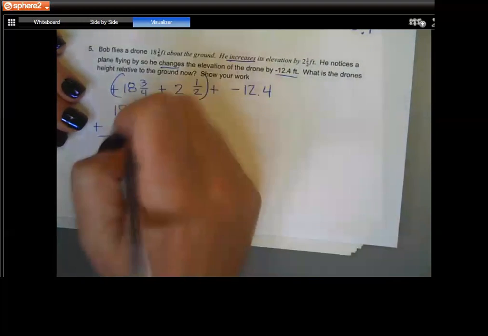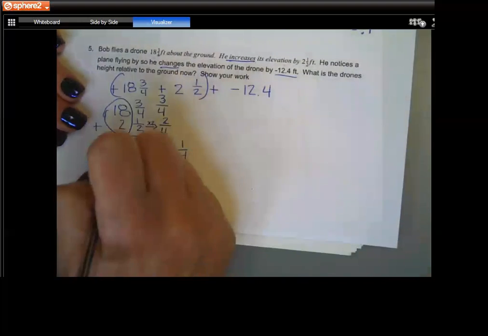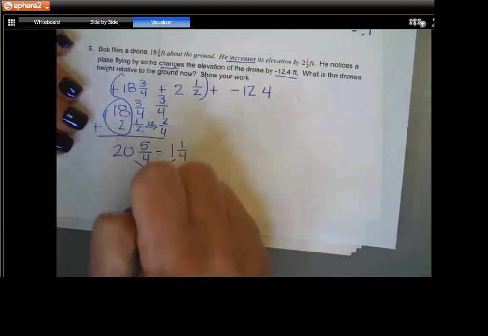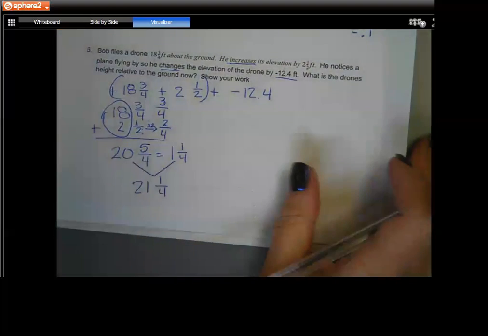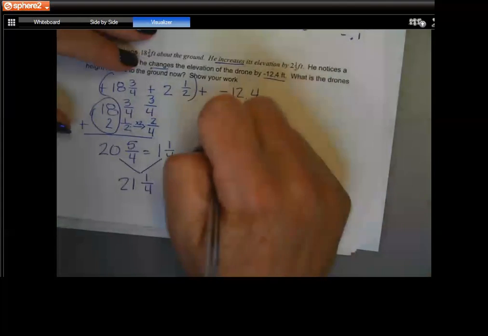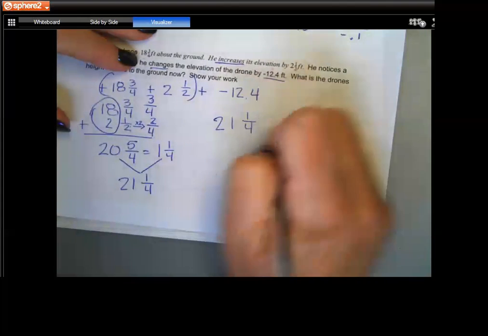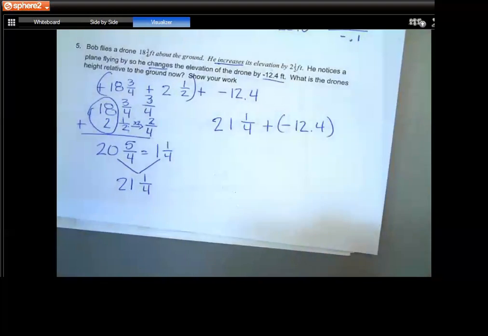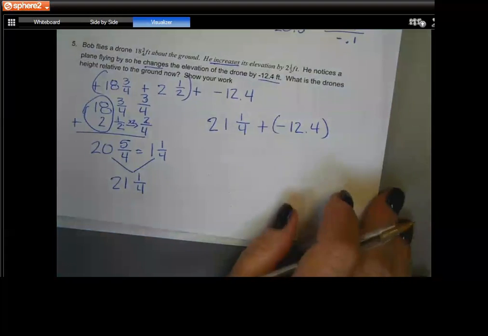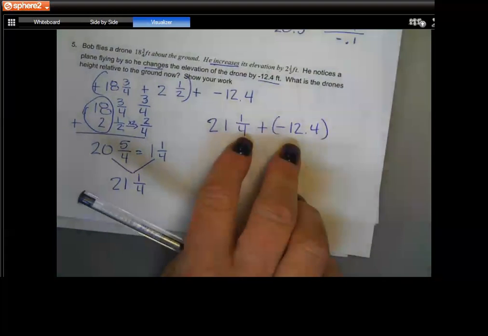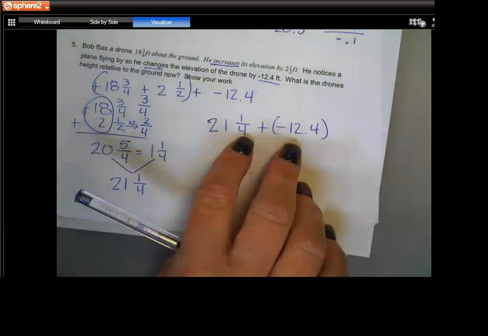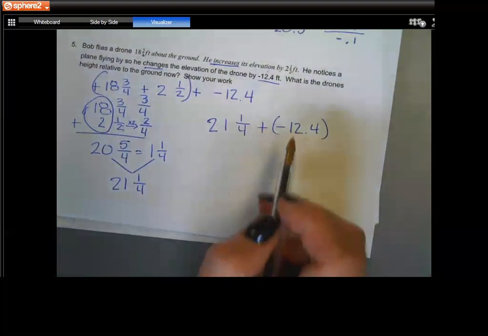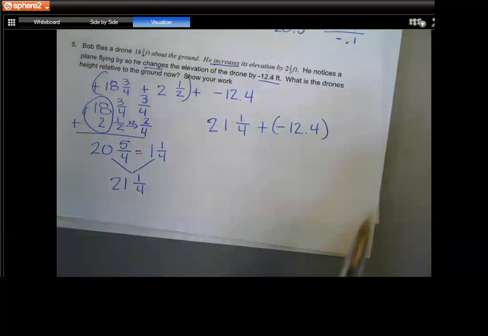Now I'm going to add my whole numbers. 18 plus 2 is 20. Now combine those together. I have 21 and 1/4. So now my expression is 21 and 1/4 plus a negative 12 and 4/10. Okay. Again, you have a choice. In order to add these, you have to have them in the same form. So either all decimal form or all fraction form, your choice. So I'm going to change them to decimal form because it's easier.